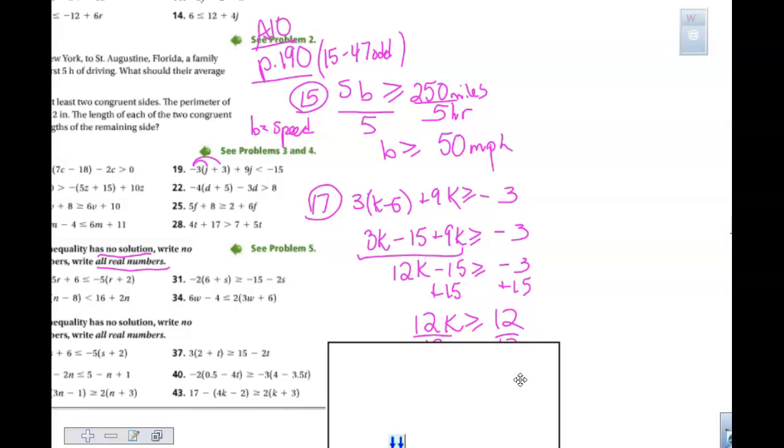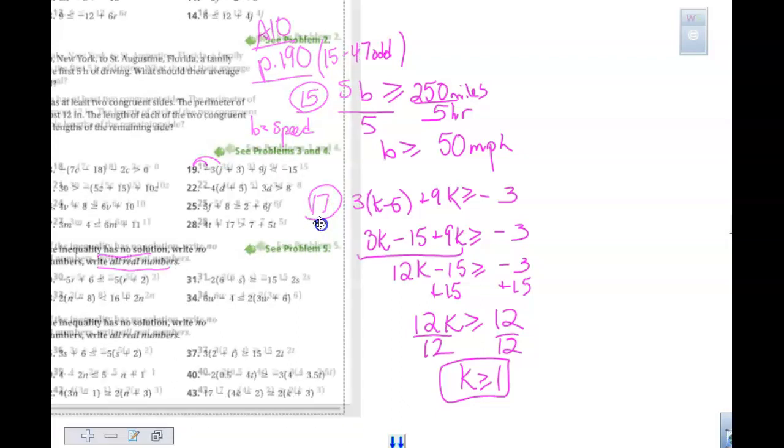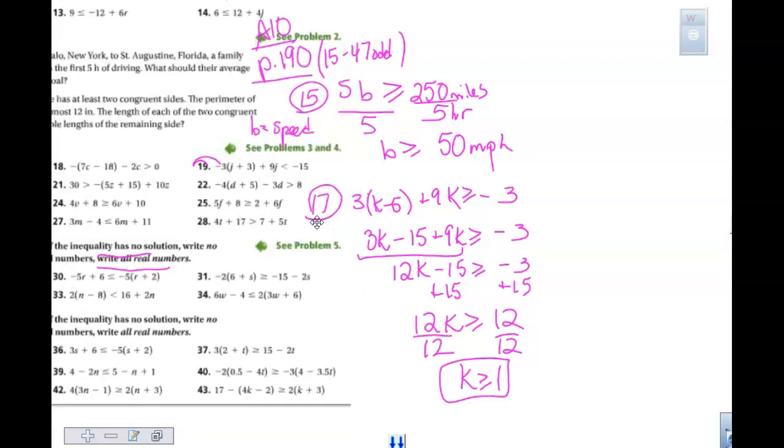I'm going to divide by 12. And if I would have divided and this was a negative over here, you never switch the inequality unless you multiply or divide by a negative. And so in this case, my answer would be k is greater than or equal to 1. Are there quite a few steps that I either want you on the test to explain to me or to show this work somehow? Yes. I do not want to go from the beginning to the very end without some explanation of how you're doing this.